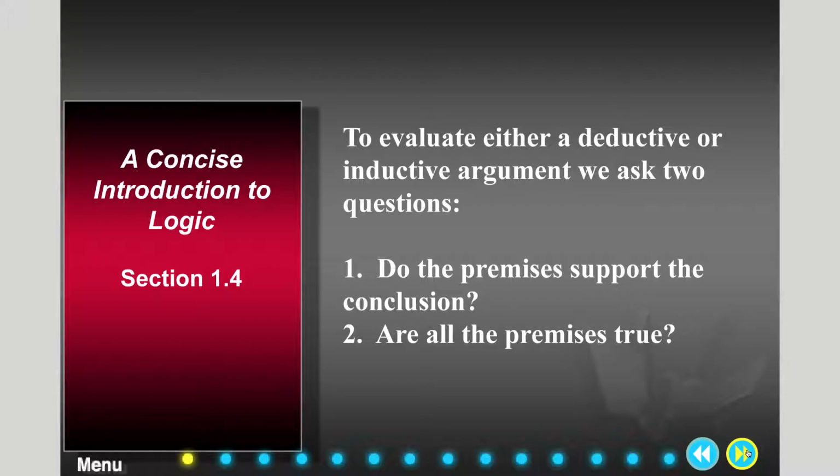So the first step is to test our deductive arguments to see whether they're valid or invalid. And the first step for inductive arguments is to test whether they're strong or weak. Remember that in deductive arguments, if the premises are true, the conclusion is necessarily true. In inductive arguments, if the premises are true, the conclusion is only probably true.